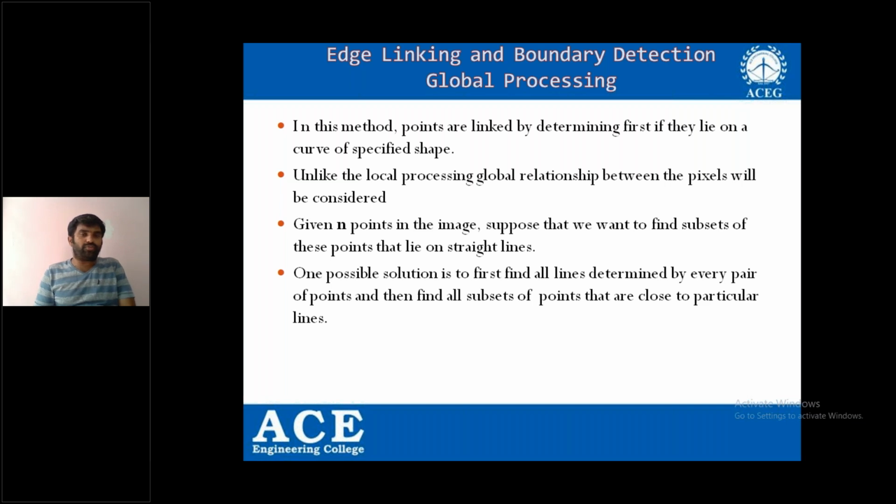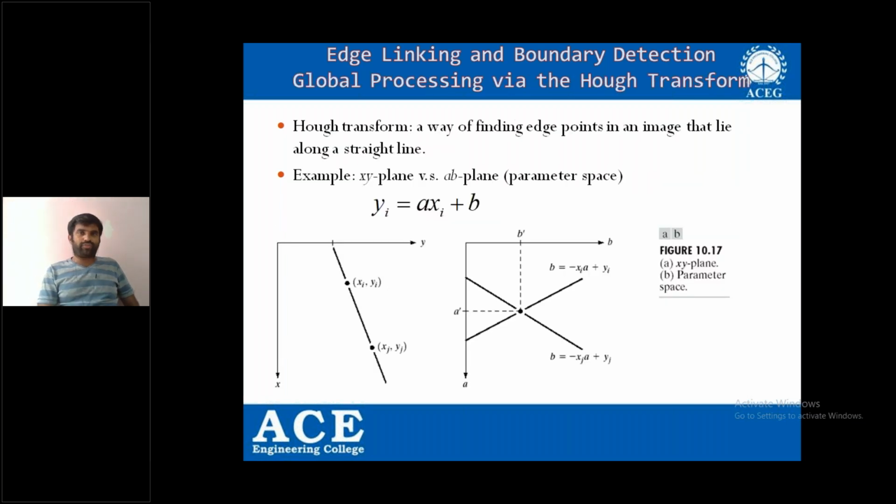One possible solution is to first find all the lines determined by every pair of points and then find all the subsets of the points that are close to particular lines. It is one possible solution. And of course, it may not be possible every time. Therefore, we go with a simple solution for that, the Hough transform.